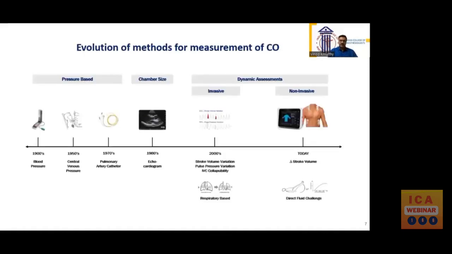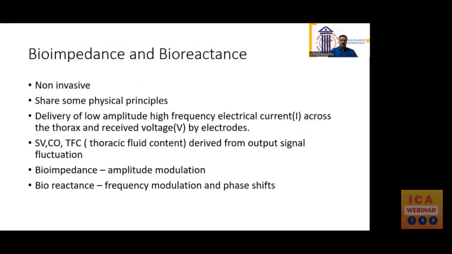This is the evolution of methods for measurement of cardiac output. As you can see, in the 1970s, the pulmonary arterial catheter was introduced. And in the 2000s, we had the stroke volume variation and pulse pressure variation. And today we have the non-invasive methods of cardiac output monitoring. Amongst the non-invasive methods of cardiac output monitoring, we have bioimpedance and bioreactance methods.